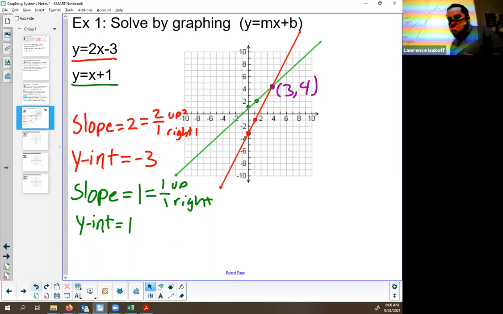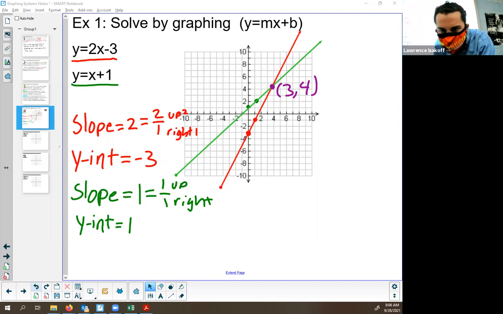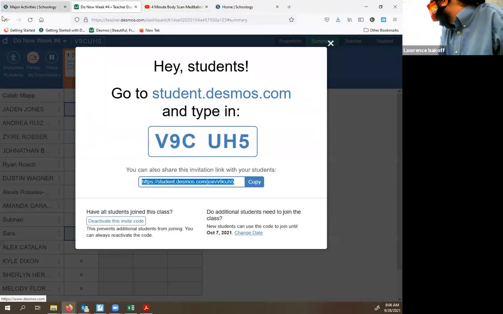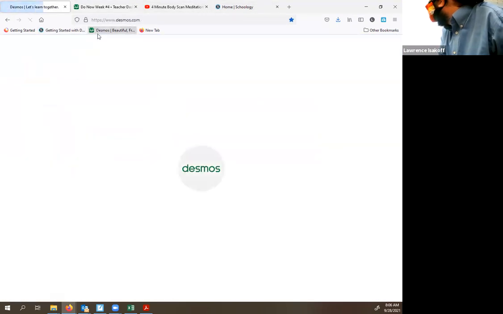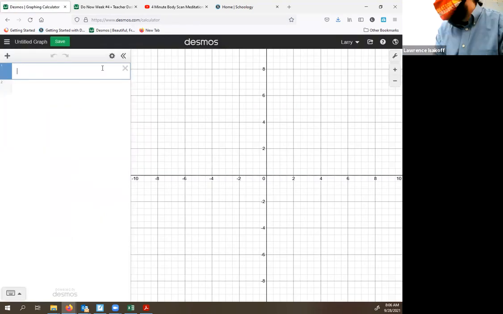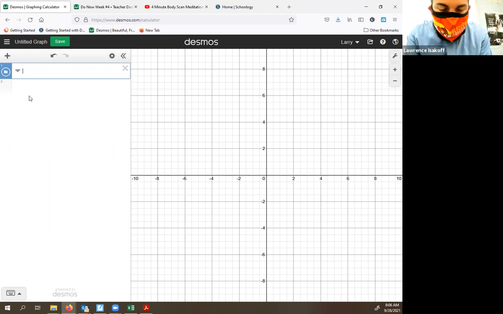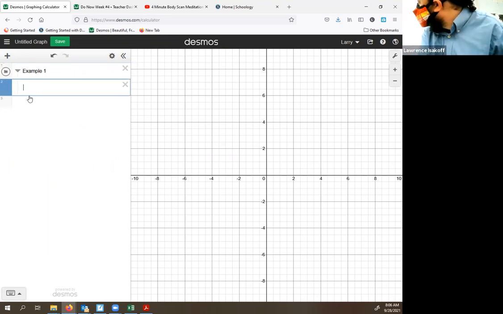So let's take a look how to utilize technology with this. We can use Desmos to actually help us out a lot here. There we go. Graphing calculator. Okay. So here's what I'm going to do. I'm going to make a folder for each example I'm doing. So I go folder. I could call this example 1.